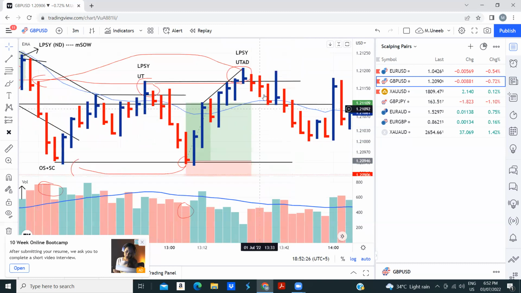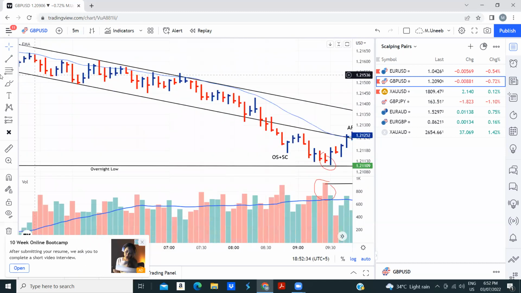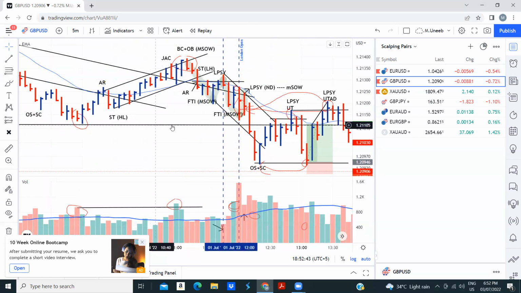Okay. Now we have an UTAD, which is also an LPSY move, right? This whole line is LPSY. Now, if I go to the 5-minute time frame, you can easily detect LPSY. See here. Can we say this is LPSY? If this is falling through ice from here, whole falling through ice, and we are also breaking this level low. So this is actually falling through ice, right?